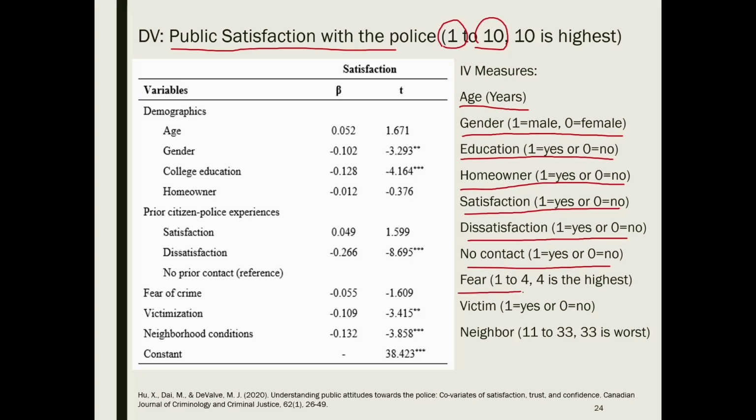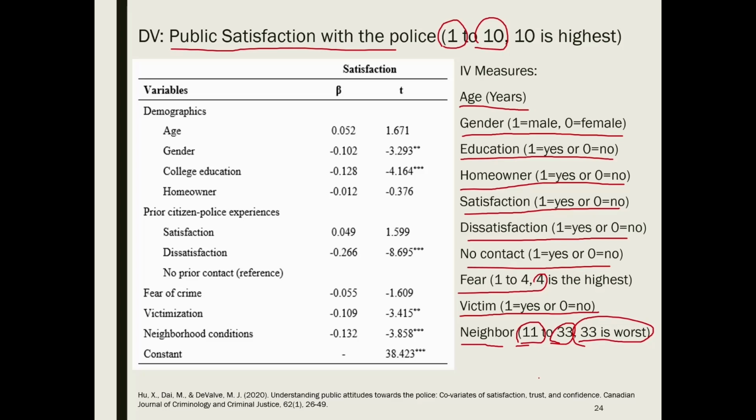The fear of crime, where 4 is the highest. Whether the respondent was a victim of crime, yes or no, and the neighborhood conditions. They measure the neighborhood conditions from 11 to 33. It's an added scale, something like that. 33 means there are lots of bad things happening in the neighborhood. The environment or conditions in the neighborhood are bad.